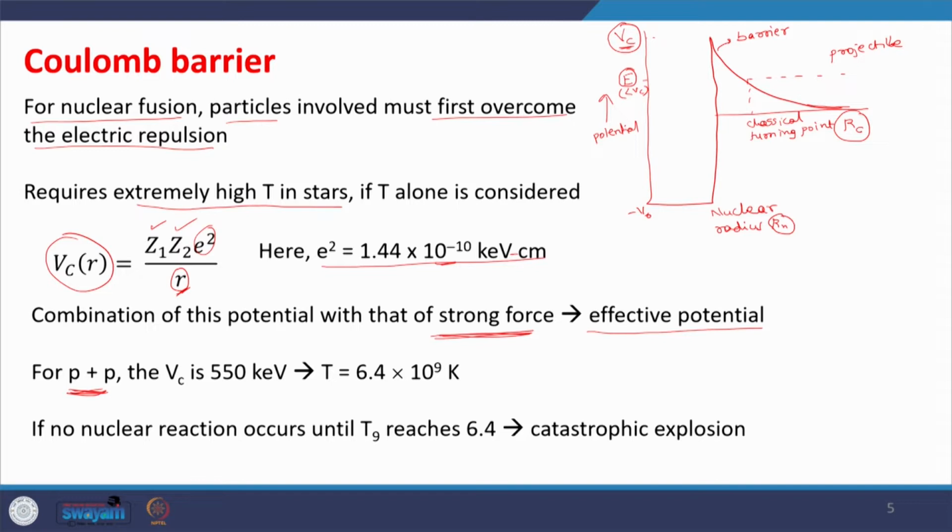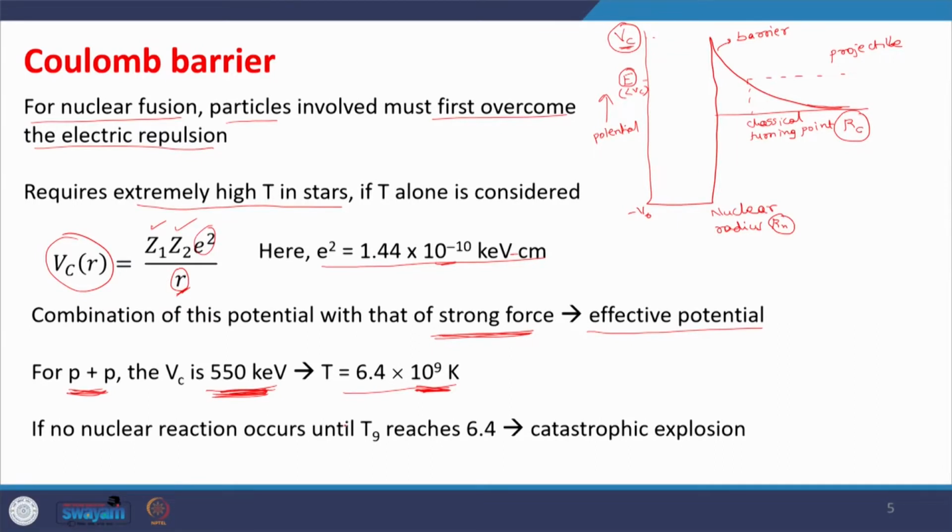The energy required to undergo fusion. If you do the calculation, it comes out to be 550 keV. This corresponds to a temperature of 10 to the power of 9 kelvins. The temperature corresponding to the Coulomb barrier is 10 to the power of 9 kelvins.